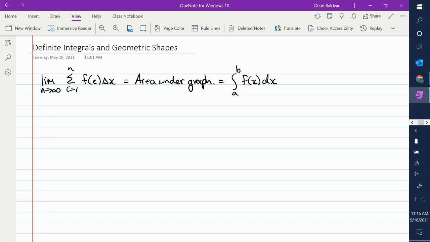You can draw the rectangles and everybody can kind of see that because it's a visual thing. But what they realized, and it depends on who you talk to, whether you believe Leibniz or Newton invented calculus, as a side note.